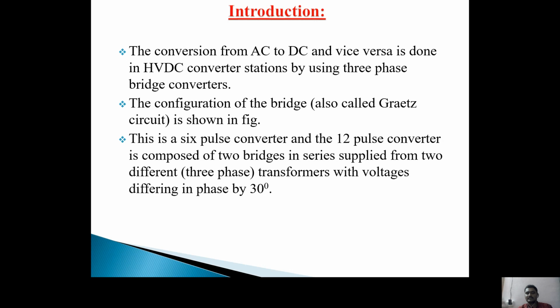The 12 pulse converter is composed of two bridges in series. The two 6 pulse bridges in series are supplied from two different transformers with voltage differing in phase by 30 degrees. I will show that 12 pulse diagram with the combination of two 6 pulse converters in series, the 12 pulse converter operation.